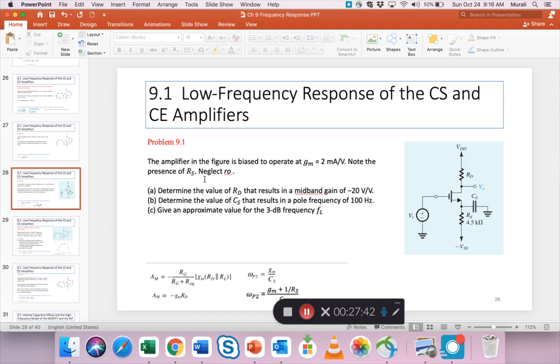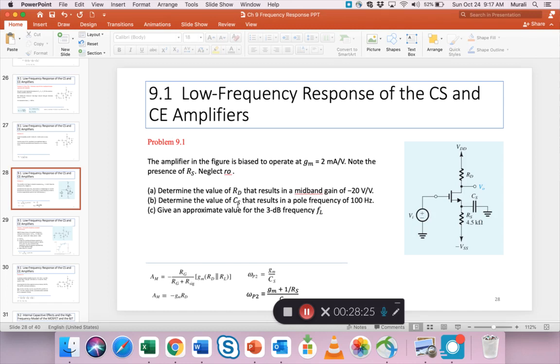Now, again neglect RO, determine the value of RD that results in a mid-band gain of minus 20 by 20. Determine the value of CS that results in a pole frequency of 100 Hz. So this CS should give us a pole frequency. Remember this term pole frequency, which is kind of new. Now we know all these are poles, right? Because they are in the bottom denominator of the transfer function. Poles versus zeros. So that's where this term pole frequency has come.